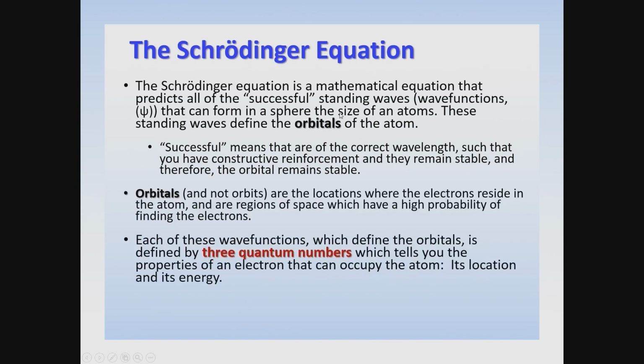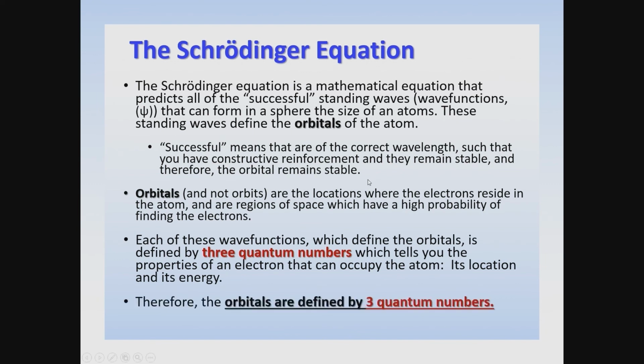One of the things we'll be talking about next is that the Schrödinger equation tells you all the orbitals that can exist around the atom, which define where the electrons are in the atom. These particular orbitals are defined by constants. There are three of them, and they're called quantum numbers. The quantum numbers are constants applied to the Schrödinger equation, which map out the orbitals in space. We will learn about these quantum numbers in the next lesson.